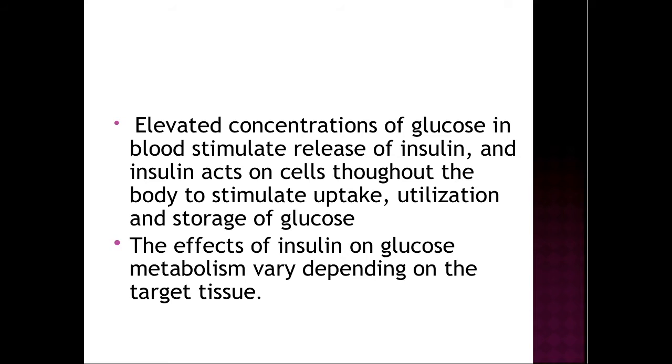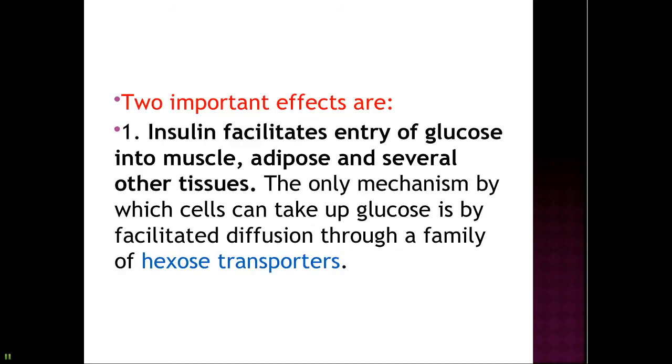Elevated concentration of glucose in blood stimulates release of insulin, and insulin acts on cells throughout the body to stimulate uptake, utilization and storage of glucose. The effects of insulin on glucose metabolism vary depending on the target tissue. We have two main effects in this situation.